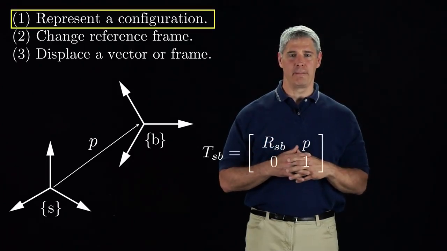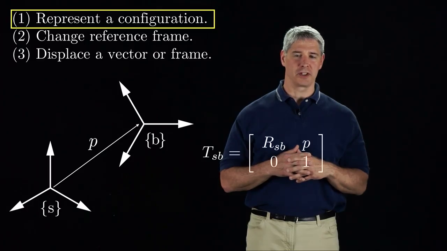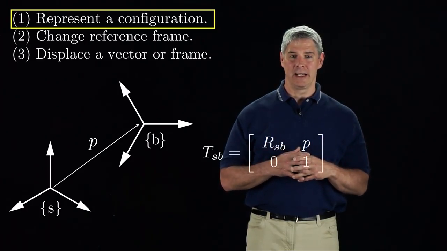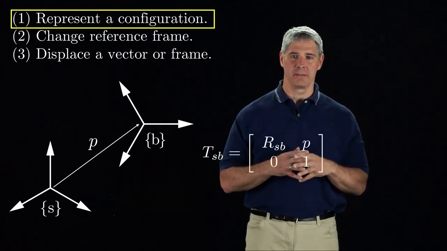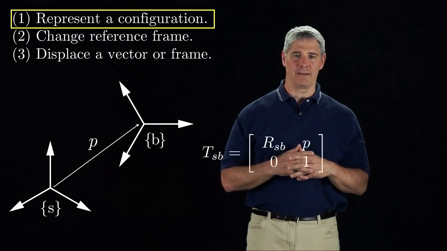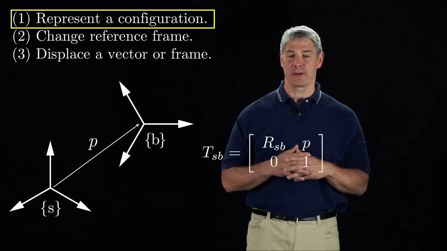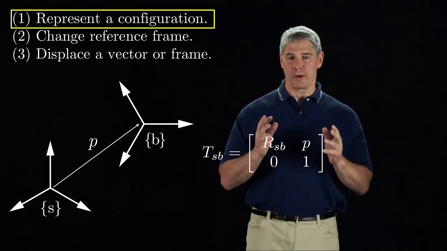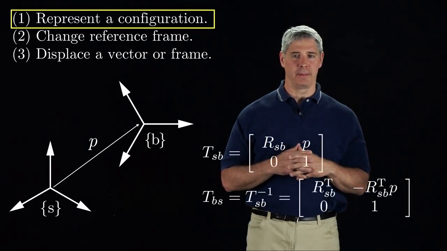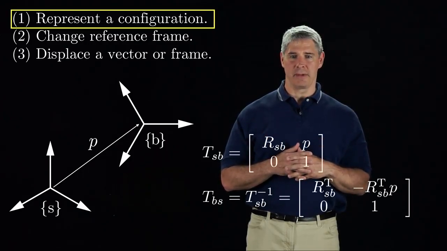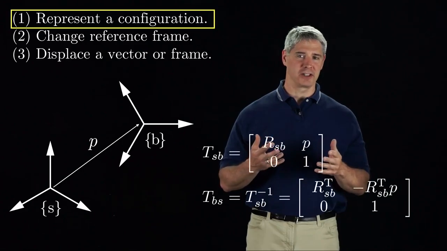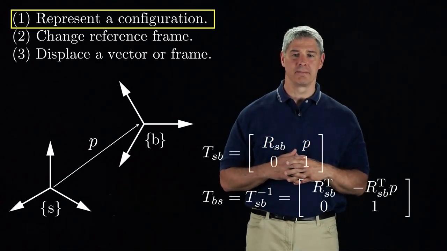To represent a frame B relative to a frame S, we construct the matrix TSB consisting of the rotation matrix RSB, as we saw in previous videos, and the position P of the B frame origin in S frame coordinates. The representation of the S frame relative to the B frame is just the inverse. As with the rotation matrix, the matrix inverse corresponds to switching the order of the subscripts.